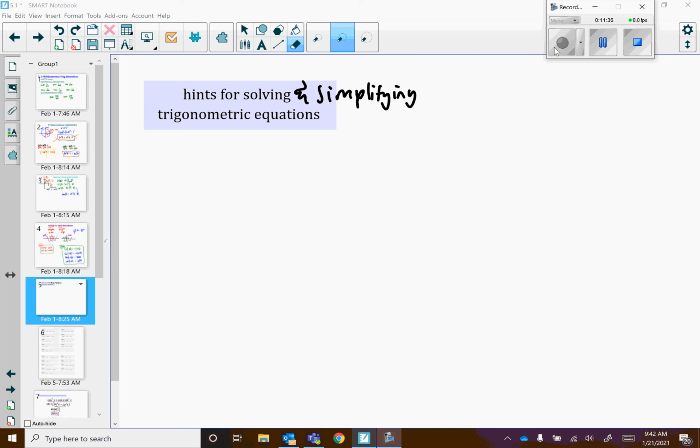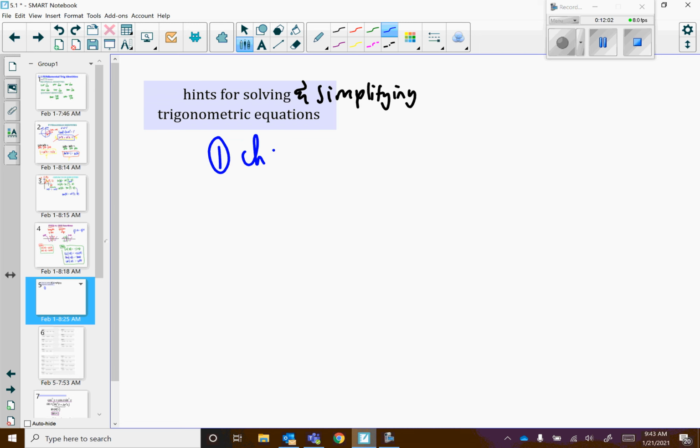So the last thing that I want to talk about is some general tips and tricks for solving and simplifying trig equations. We're going to do a lot of examples when we get to class, but I want to give you this information right off the bat. These are not in any specific order, but I am going to number them because that's how my brain is working. This is not a step-by-step process, these are just hints.